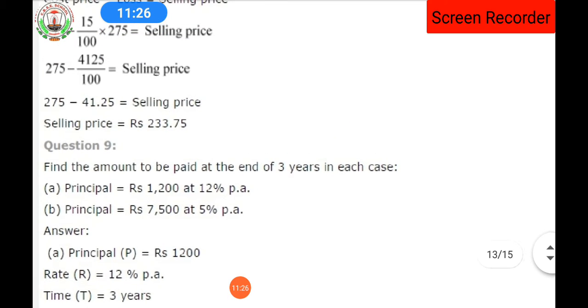So here we are having the question number 9, that is: find the amount to be paid at the end of 3 years in each case.